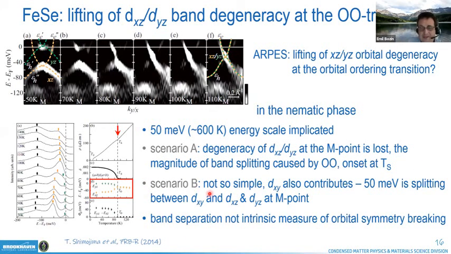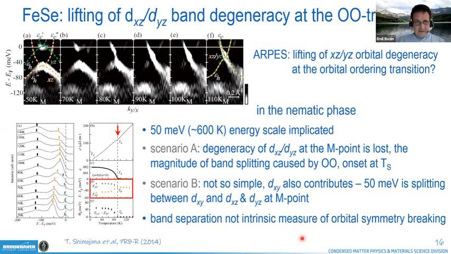And then follow-up studies actually suggested that this is not so simple and that basically the DXY manifold is also involved, and that this contributes to this 50 meV splitting between DXY and the other two orbitals at the M point, and the band separation is not an intrinsic measure of the orbital symmetry breaking.